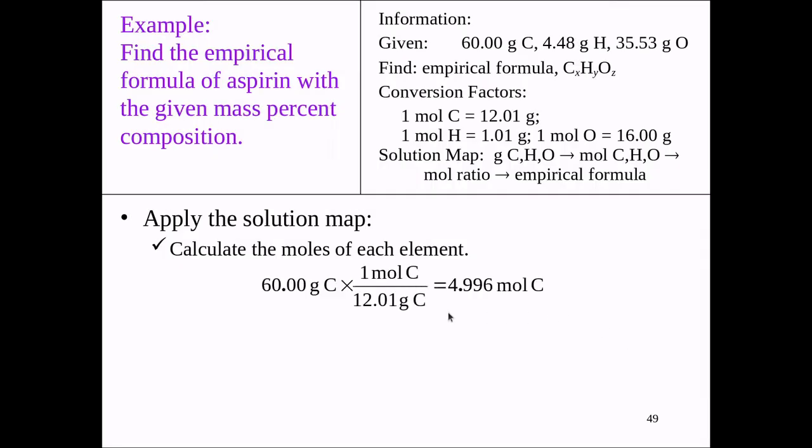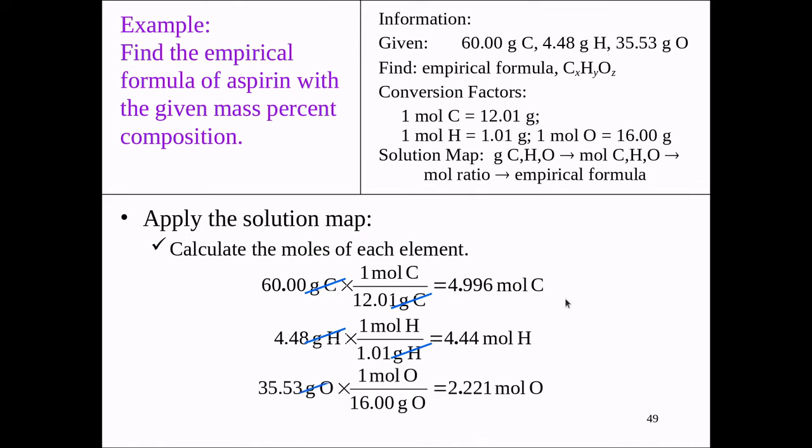So we start by calculating the moles of each of the elements. We're going to take the grams of carbon and divide it by 12.01 grams for every 1 mole. And this will be how many moles of carbon we have in our aspirin. We repeat this for each of the elements, multiplying each one by 1 mole for every however many grams it is, essentially dividing by their molar mass.